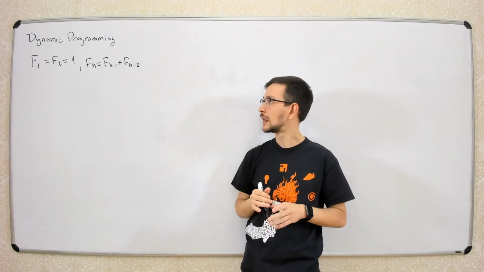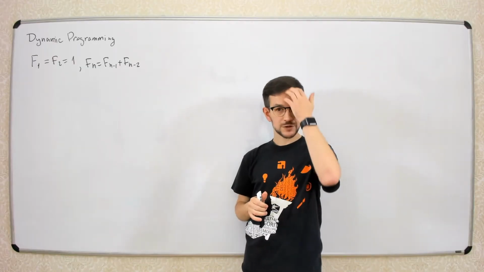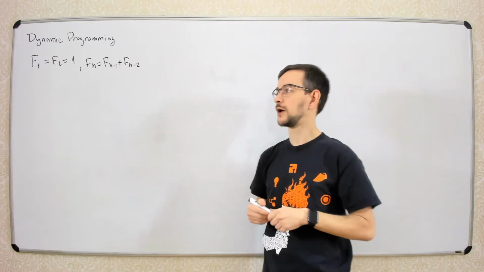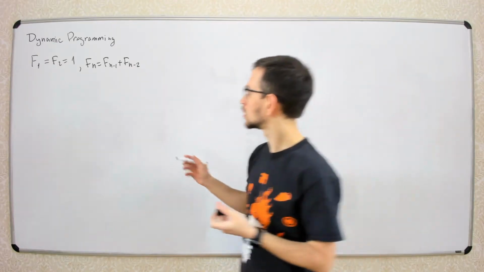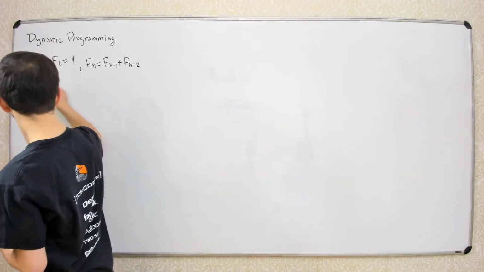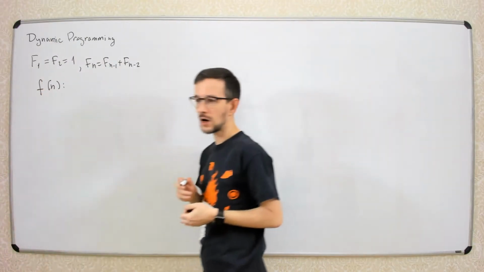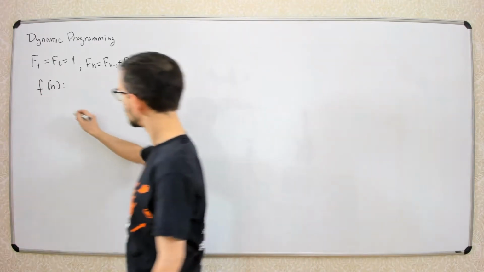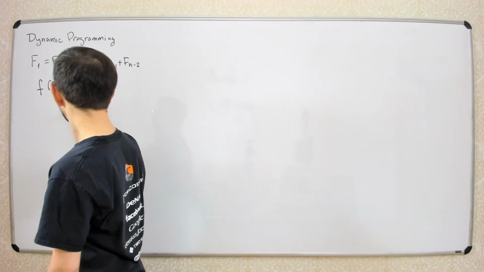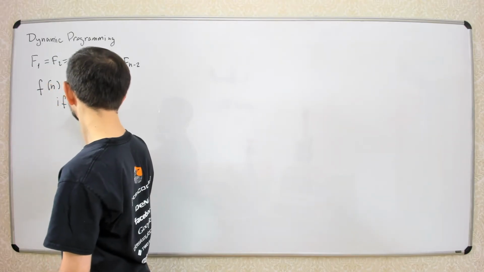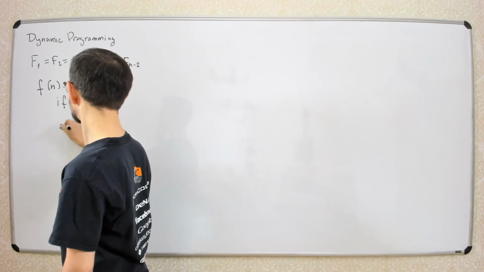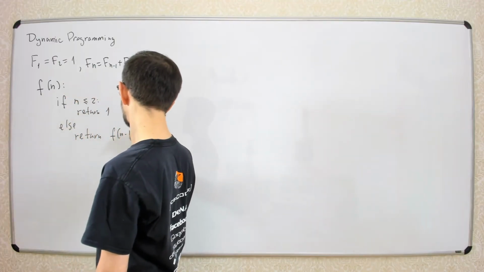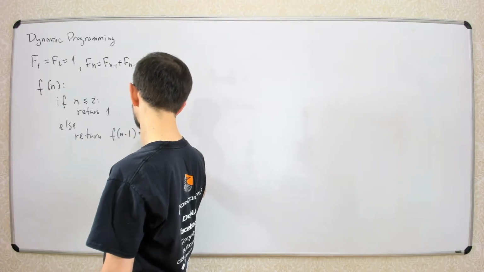Very simple. So, what happens if you want to calculate these Fibonacci numbers using this simple recursive algorithm? You make a recursive function which works like this, using this definition: if n is less than or equal to 2, then return 1, else return f of n minus 1 plus f of n minus 2.